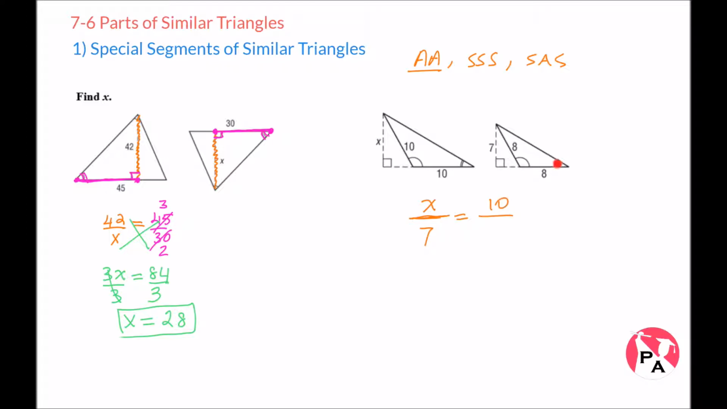Across from the same symbol, we have 8 in the second triangle. So now, if we multiply these two, 8x is equal to 70. So we divide each side by 8 to get the value of x, which is equal to 8.75.